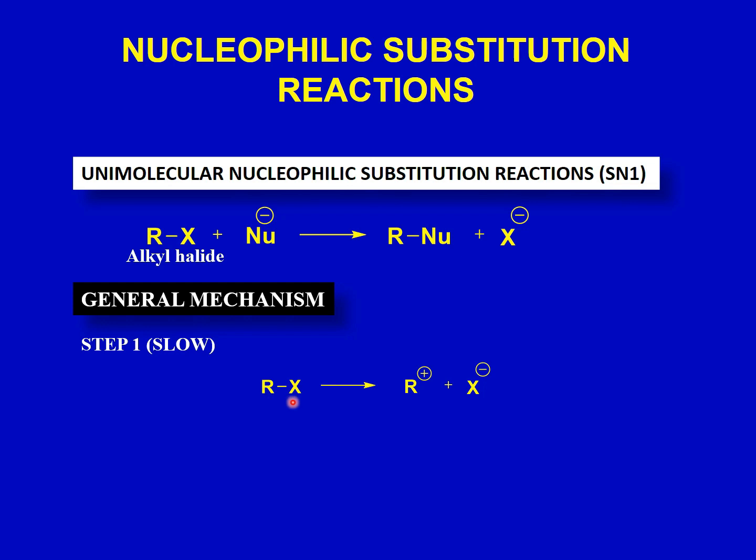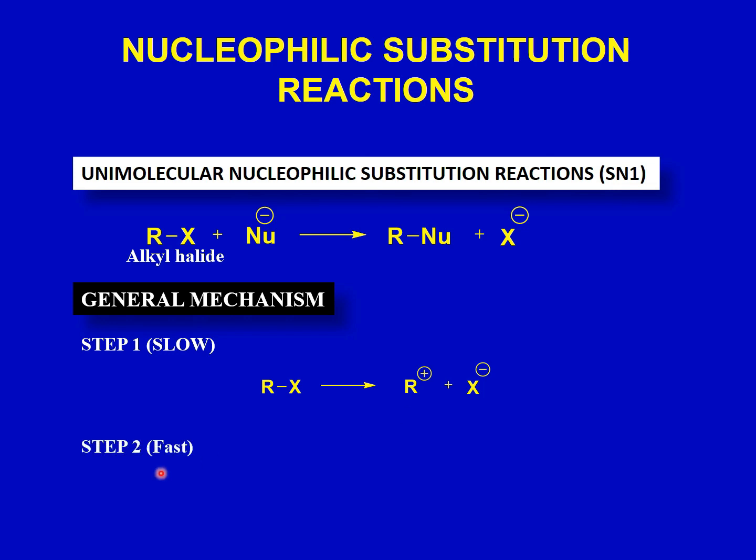And when it breaks heterolytically, the two electrons shift towards the halogen, which will be removed as a halide anion, leaving this R group with a positive charge. So the first step involves the breaking of the bond between R and X, which results in the formation of a carbocation. So a carbocation intermediate is produced in the first step.